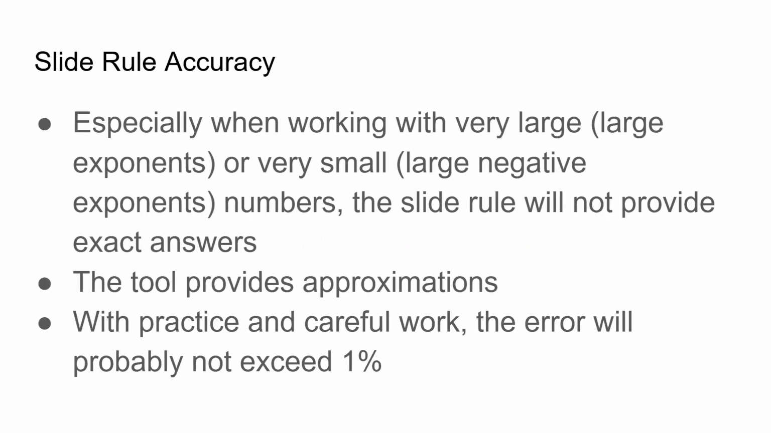Another thing that we have to consider is the idea of accuracy, especially when we're working with very large numbers that have large exponents or very small numbers that have large negative exponents. The slide rule is not going to give you exact answers. And to be honest, folks, if you're using the physical ones, they're made out of paper and they're held together with scrapbooking supplies, so they're not the most accurate things in the world. The tool provides approximations, not exact values. But with practice and careful work, we can bring the error rate down to probably around 1%. So we can get in the ballpark pretty easily.